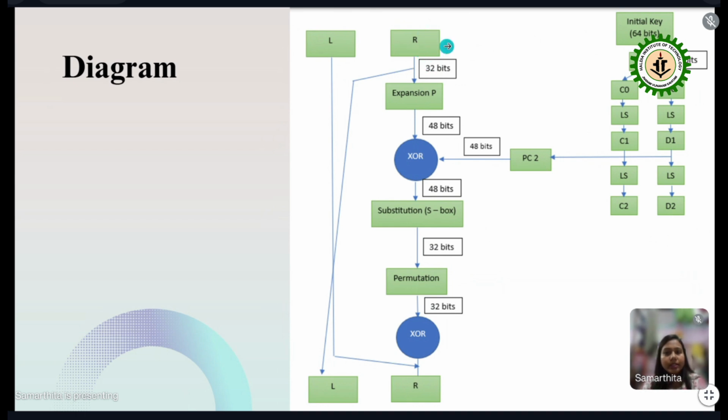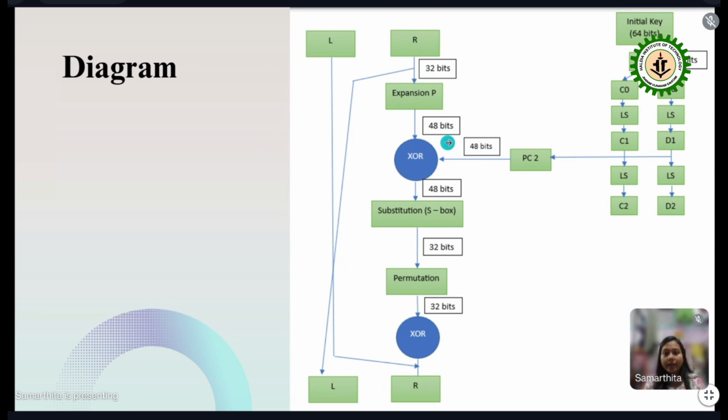Now see, this is 32 bits, and next it comes under expansion P. Expansion P means expansion permutation. Now see, after expansion permutation, the message is 48 bits. Means we have expanded the 32 bits into 48 bits. And then the XOR happens.